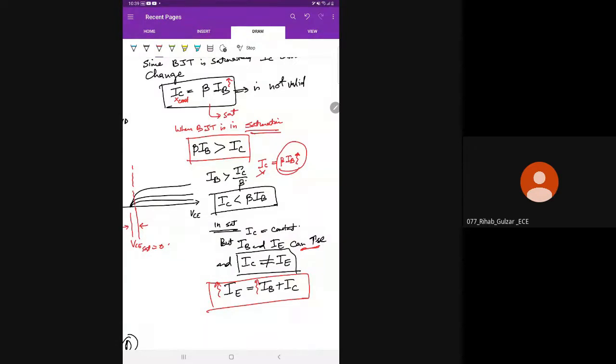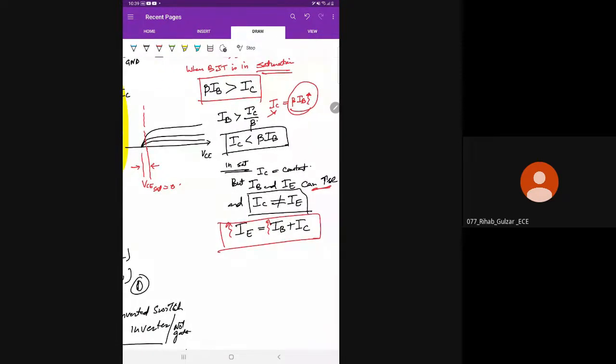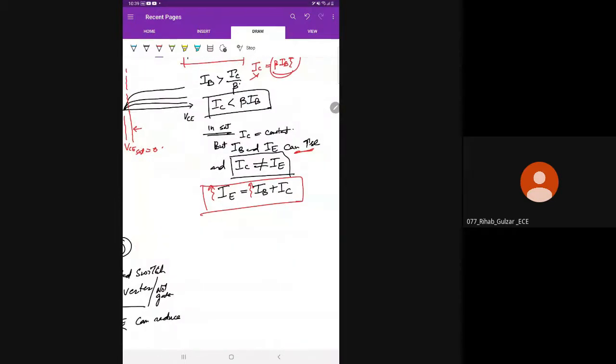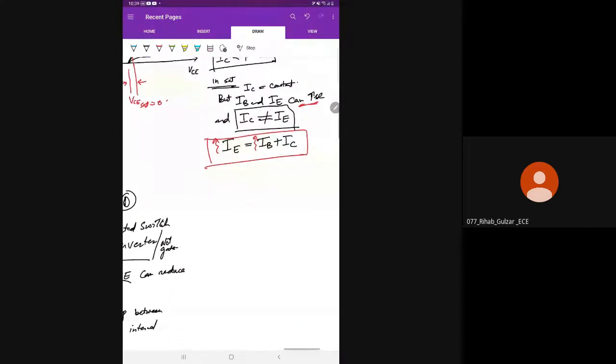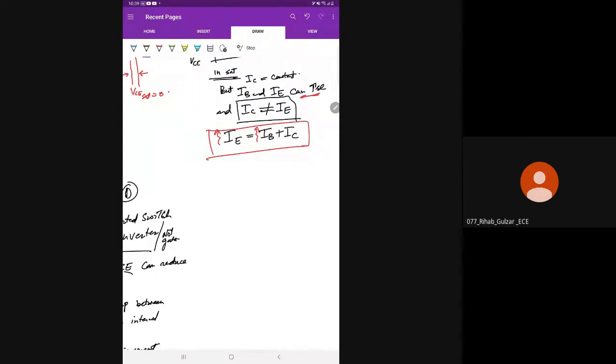Okay, so I'll just graphically draw this operation of a switch diagrammatically. मैं इसको दिखाऊंगा आपको. Then we may probably stop after some time. So this is my input.